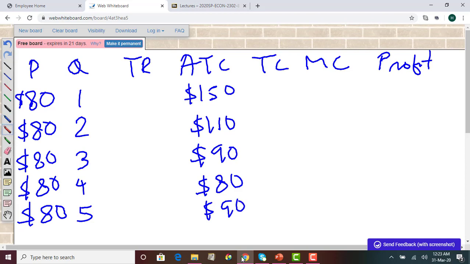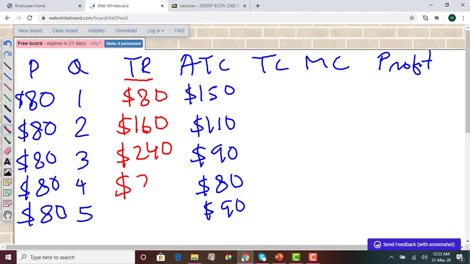Now I ask you to complete the table and then find out the profit maximizing point. Again, we start with the total revenue. Total revenue is basically just price times quantity. So here it's 80 times 1, which is $80. In the second row, it's 80 times 2, which is 160. Third row is 80 times 3, which is 240. In the fourth row, it's 80 times 4, which is 320. And in the last row, it's 80 times 5, which is 400.